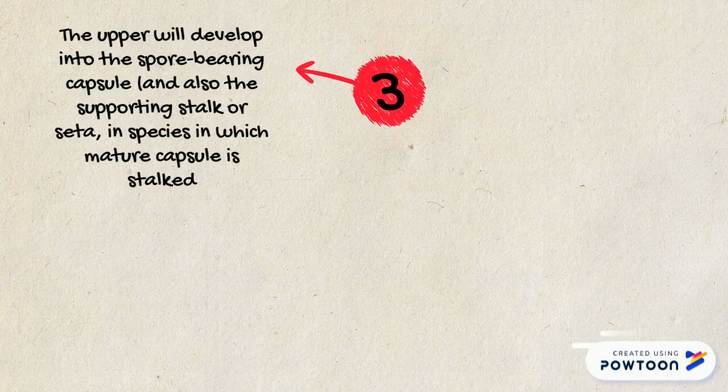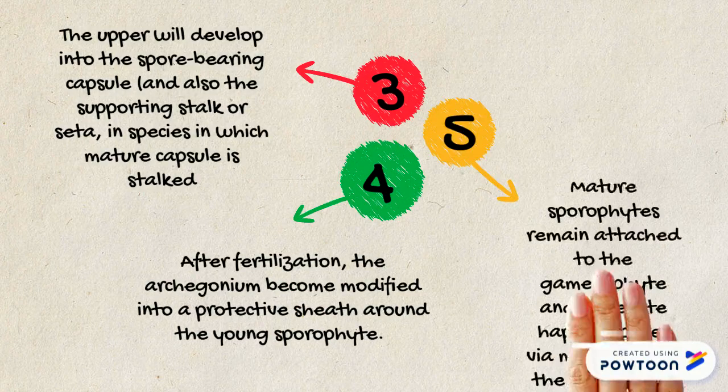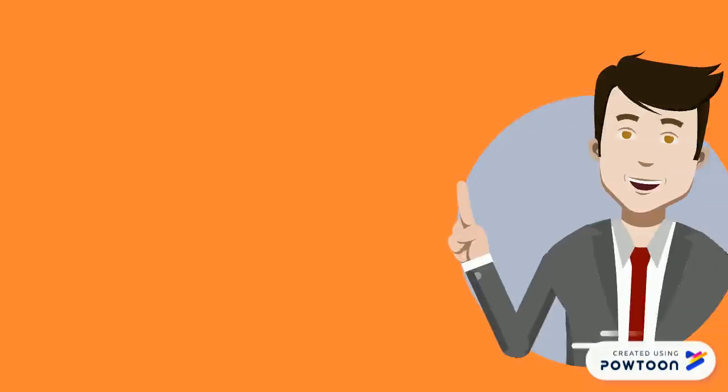The upper portion will develop into the spore-bearing capsule and also the supporting stalk, or seta, in species in which the matured capsule is stalked. After fertilization, the archegonia become modified into a protective shield around the young sporophyte. The matured sporophyte remains attached to the gametophyte and generates haploid spores via meiosis inside the sporangium.